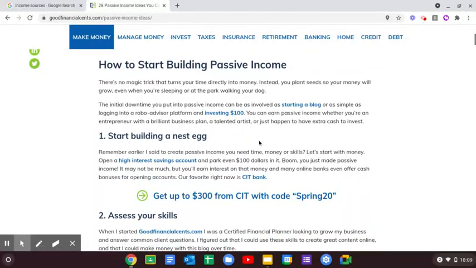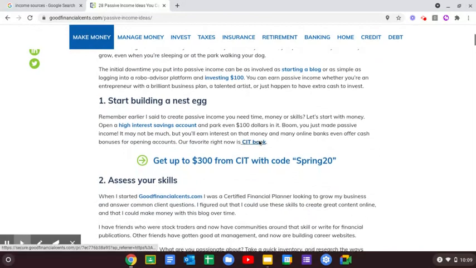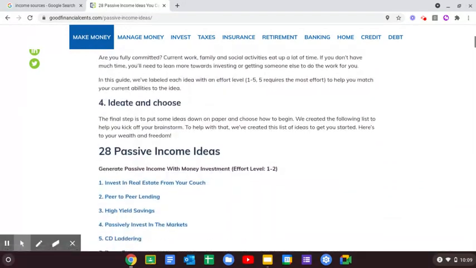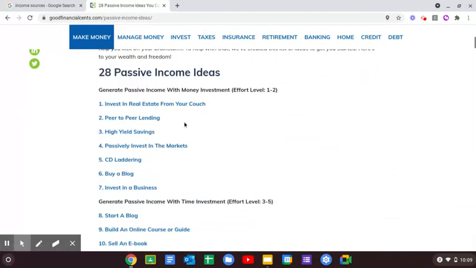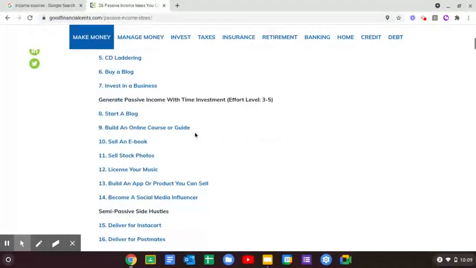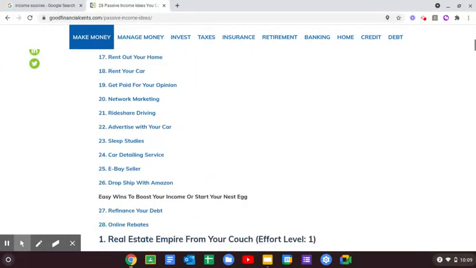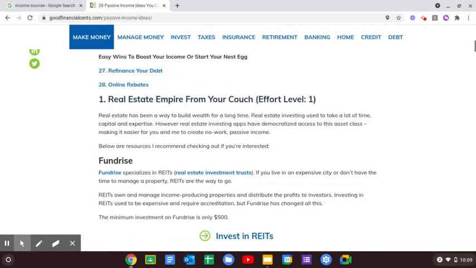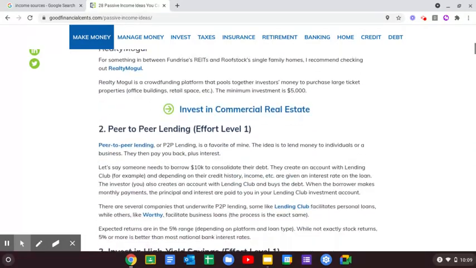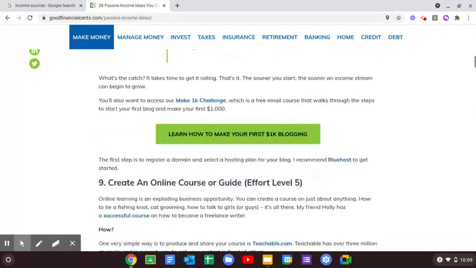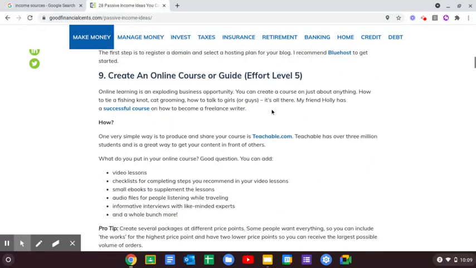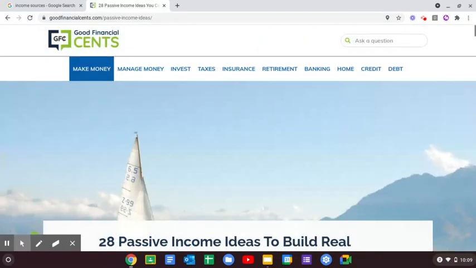And here's what they talk about, some ways to build it. I think this was 28. So there's a lot of different ways. Here's our 28. A lot of different ways you can do this. They break them down pretty good. Like I said, this was a good article. They break all 28 of them down. They got an effort level. So if you're interested in trying to generate some passive income, this is a good article to check out.